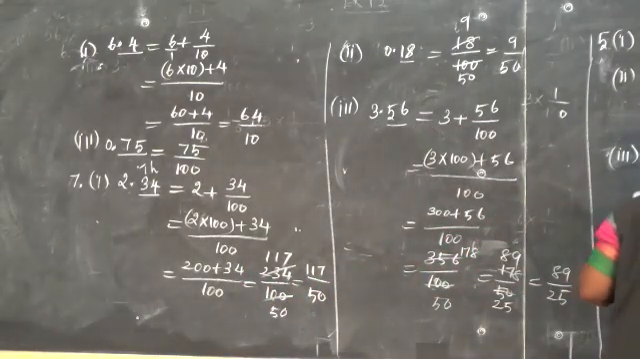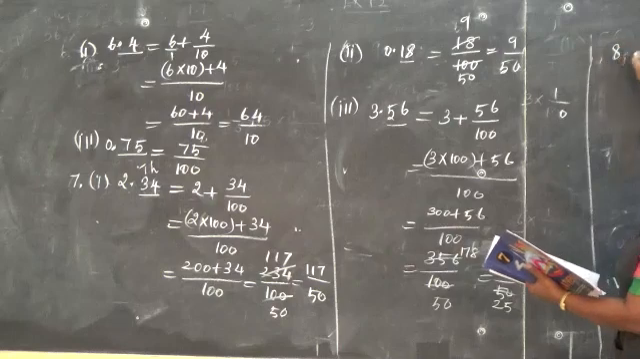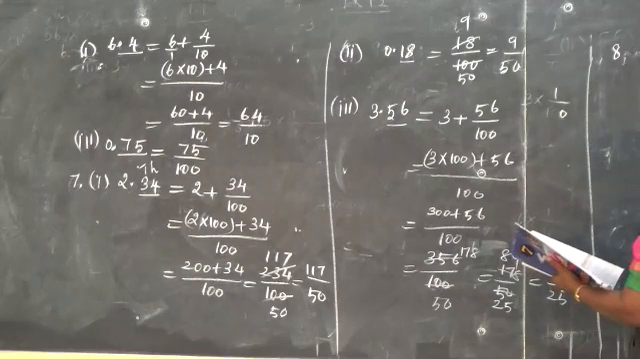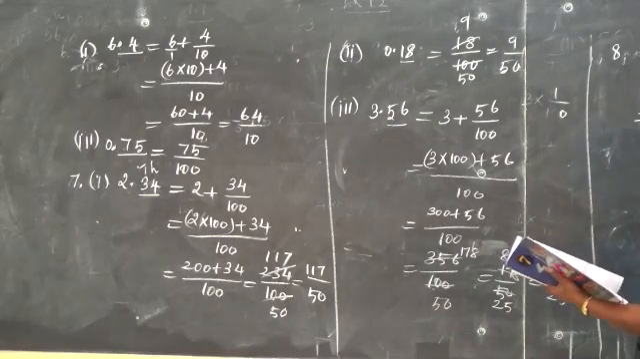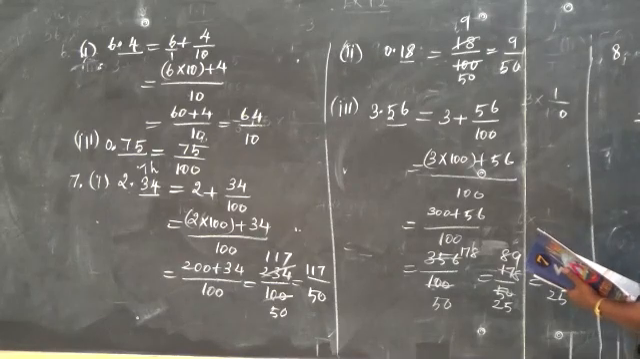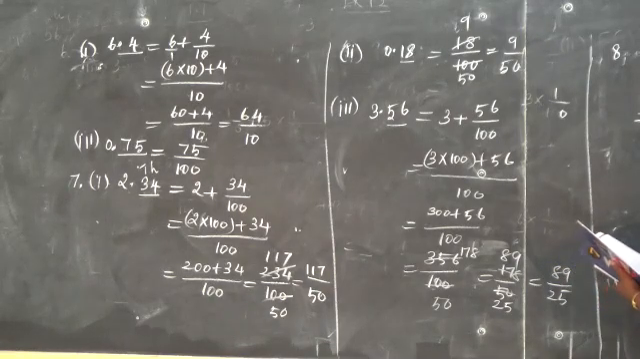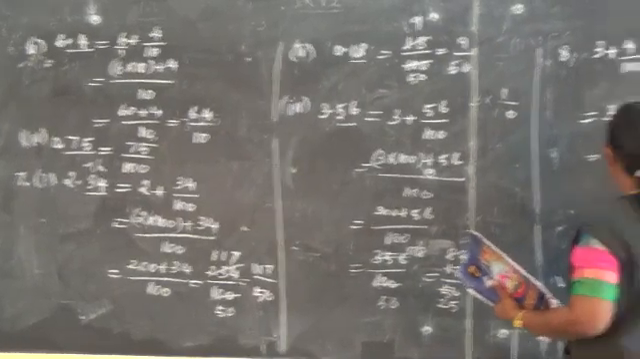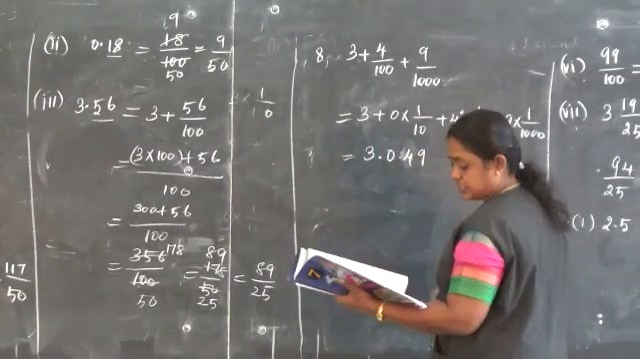Only 2 more objectives are there. What is that? The 8th Roman is given to us, 3 plus 4 by 100 plus 9 by 1000. 3 is the whole number. So, here is any tenth there? No. So 3 plus 0 into 1 by 10, 4 into 1 by 100 plus 9 into 1 by 1000. So here now we can write it as 3.049.